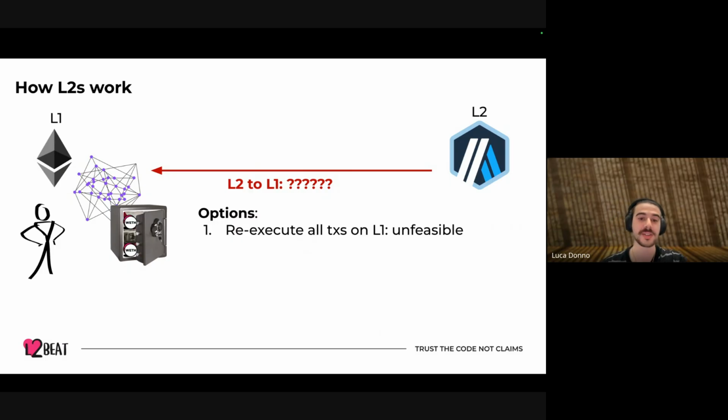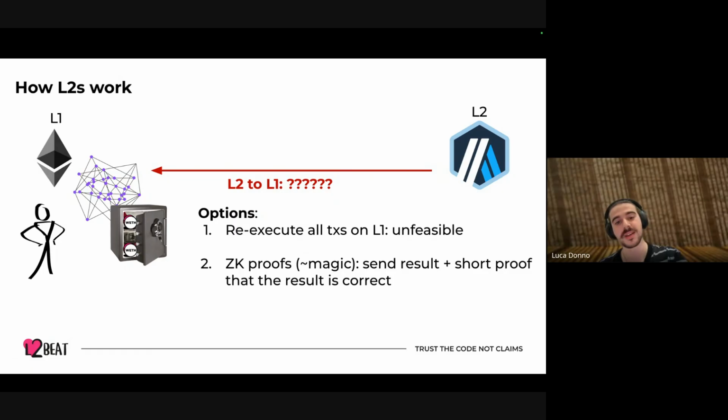And also, the Arbitrum execution environment is different from the one from Ethereum, so you cannot do this, right? This is what a full node would do, trivially, as I said before. It just executes a transaction, but it's not possible here. The one option that is actually feasible is to use ZK proofs.